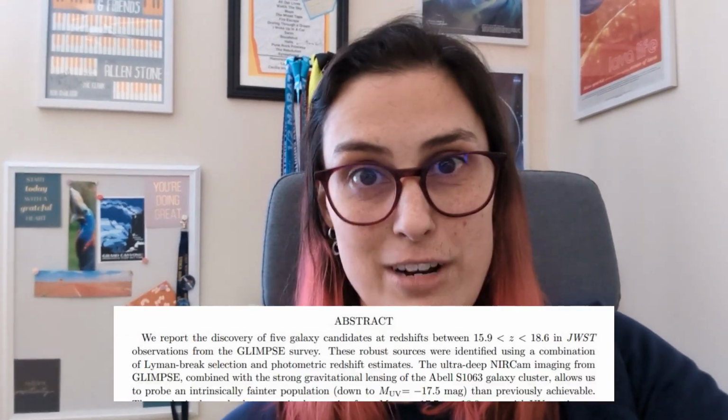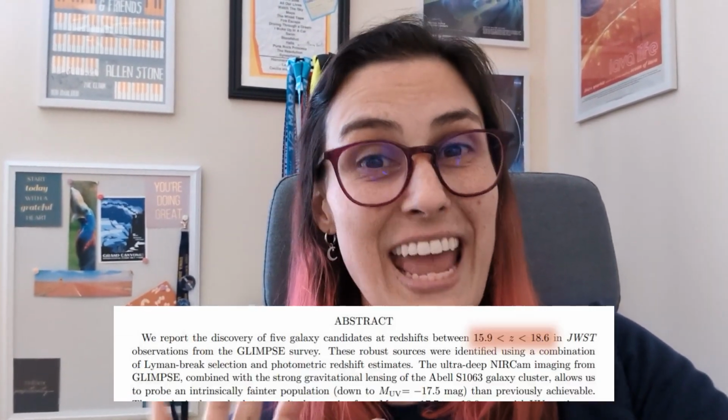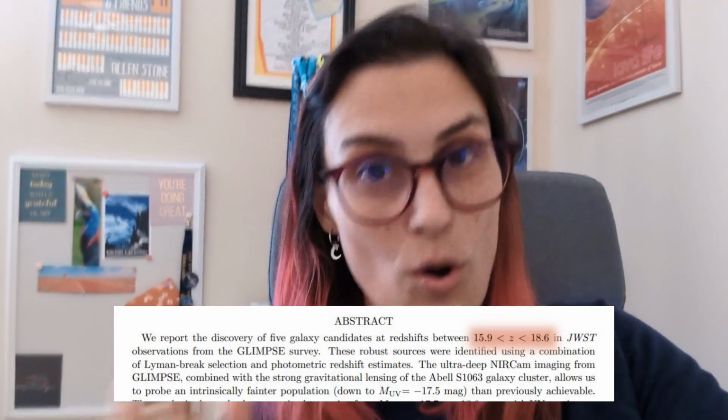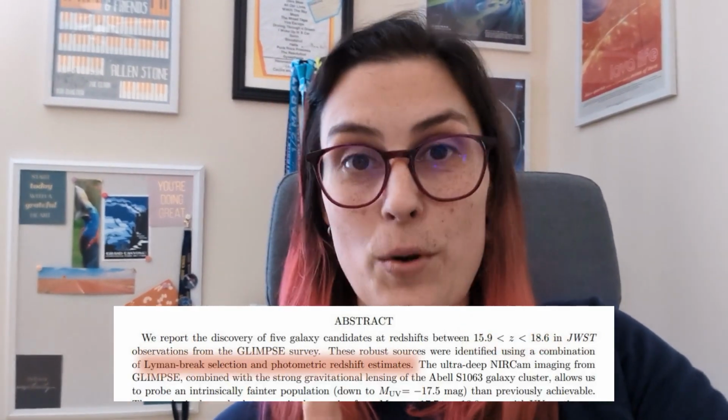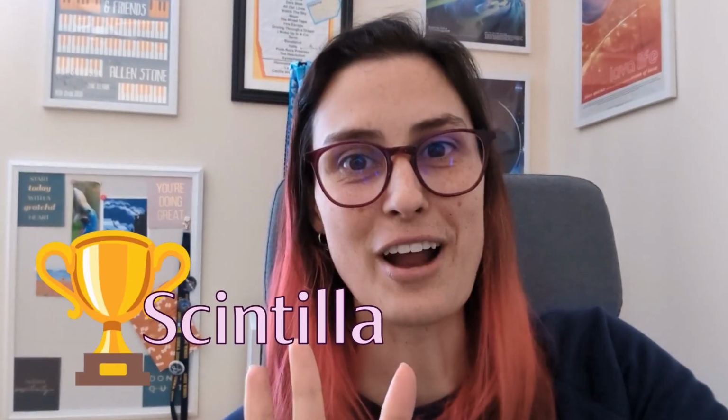Hi, Nora from the future here. So a couple weeks after I recorded this video, another group announced some candidates of very high redshift galaxies out to about redshifts of 18, which would be so cool, but these are only photometric candidates and they have not been spectroscopically confirmed, and so the record still stands with Scintilla as of March 15th, 2025.